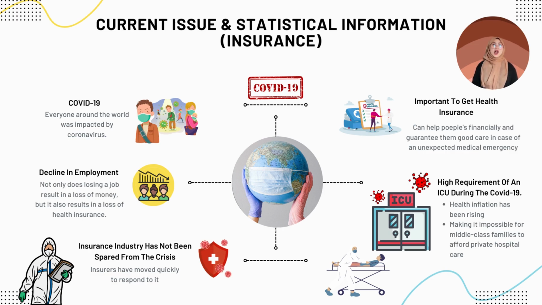For an example, there is a high requirement of an ICU during this COVID-19. During this pandemic, there has been a significant rise in the need for intensive care unit, which is ICU. Every other patient infected with the coronavirus requires emergency treatment, and in certain cases, the patient must be hospitalized to the intensive care unit for ventilation support. Besides, health inflation has been rising at a far faster rate than wages, making it impossible for middle-class families to afford private hospital care. Then, health insurance policies protect against this by guaranteeing that policyholders get excellent care at a hospital in the insurance network.